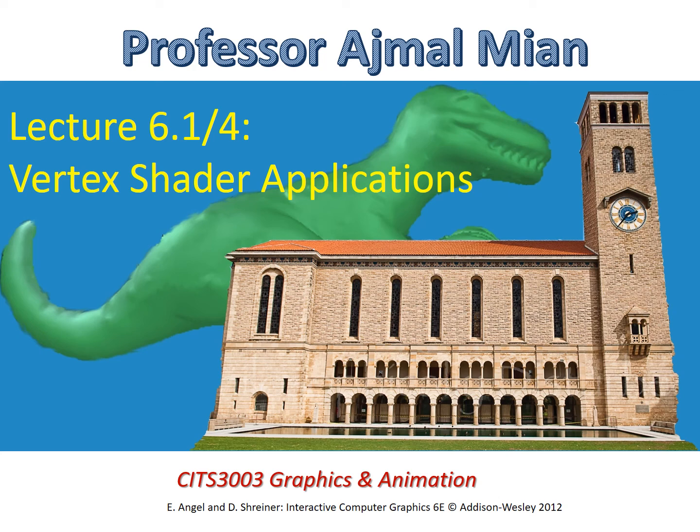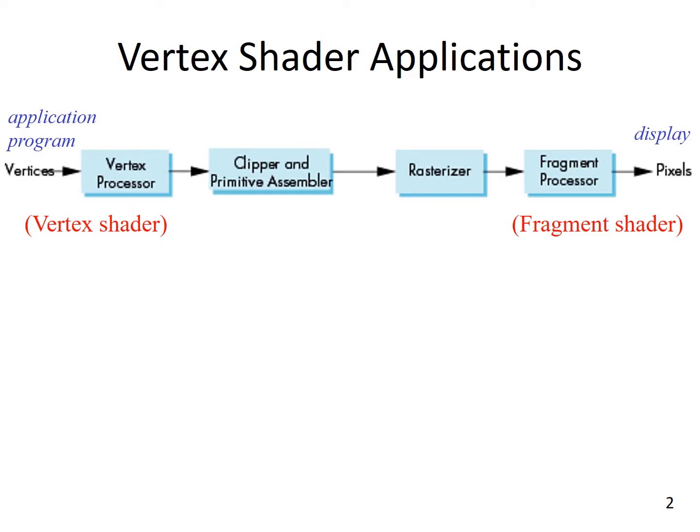In this lecture, we discuss Vertex shader applications and revisit the simple Vertex shader program. So what are applications of Vertex shaders? This is the pipeline that we have been discussing so far. The Vertex shader is here, which takes input from the application program and passes it down the pipeline until it reaches the fragment shader and the pixels come out.